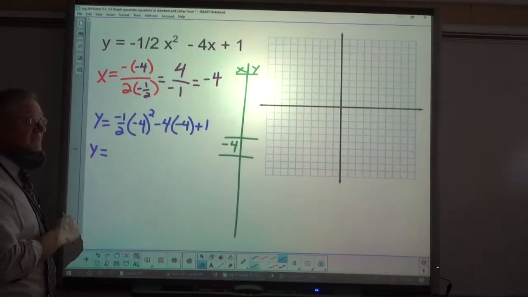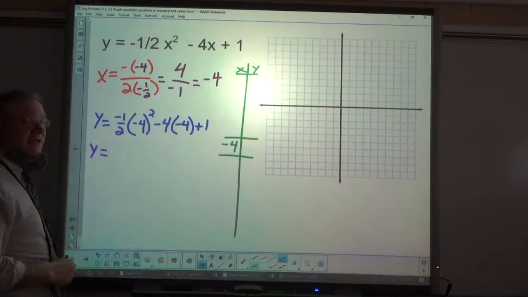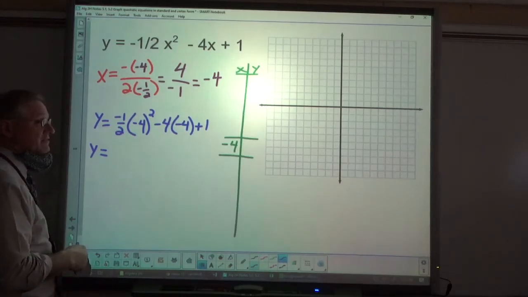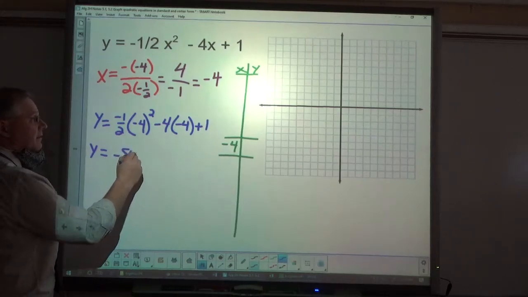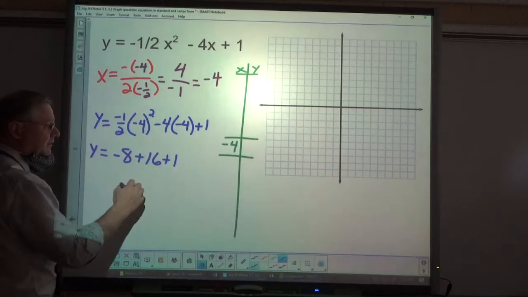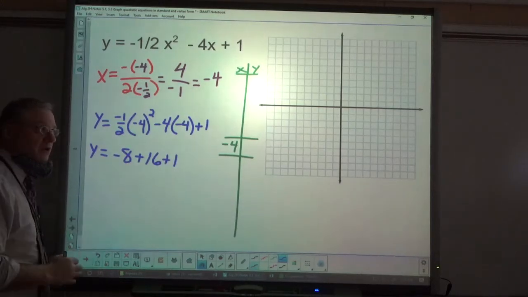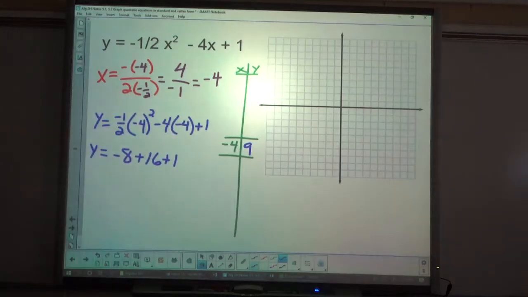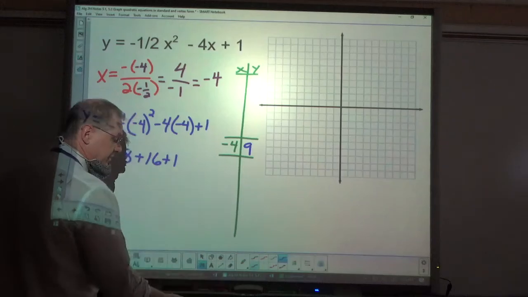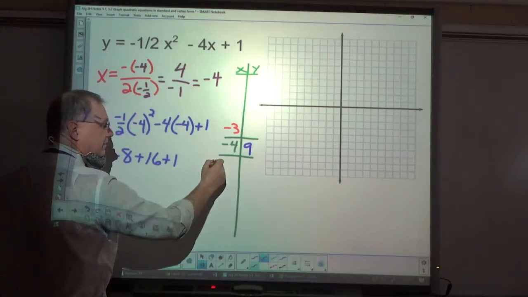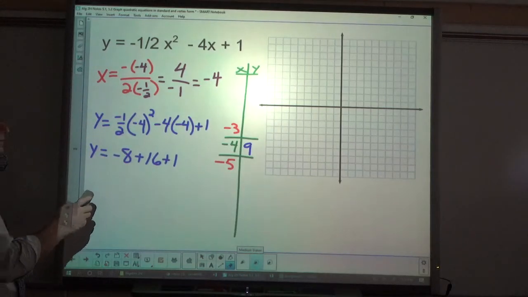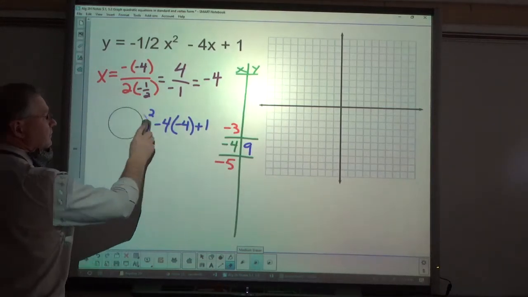Negative 4 squared is positive 16. I'm going to take 1/2 of that in opposite sign. So negative 1/2 times positive 16 would be negative 8. Negative 4 times negative 4 is positive 16 plus 1. Well, that's positive 8 plus 1 is positive 9. Let's try a number above and below that. Negative 3, negative 5. I'm going to do some erasing up here so that I have room.